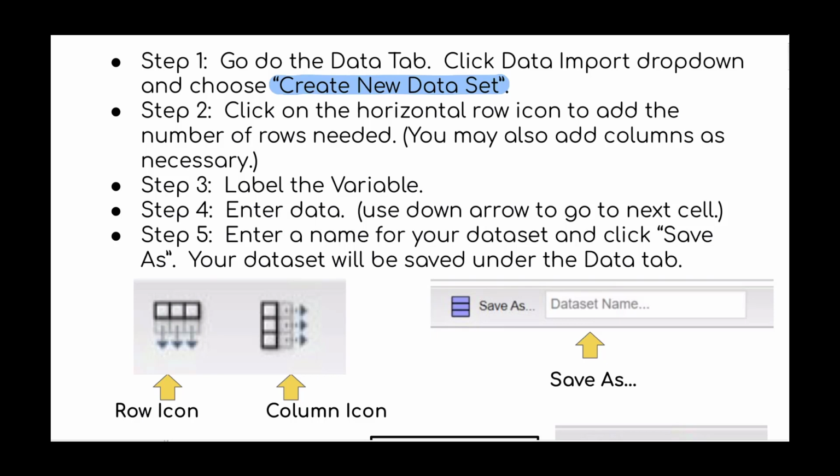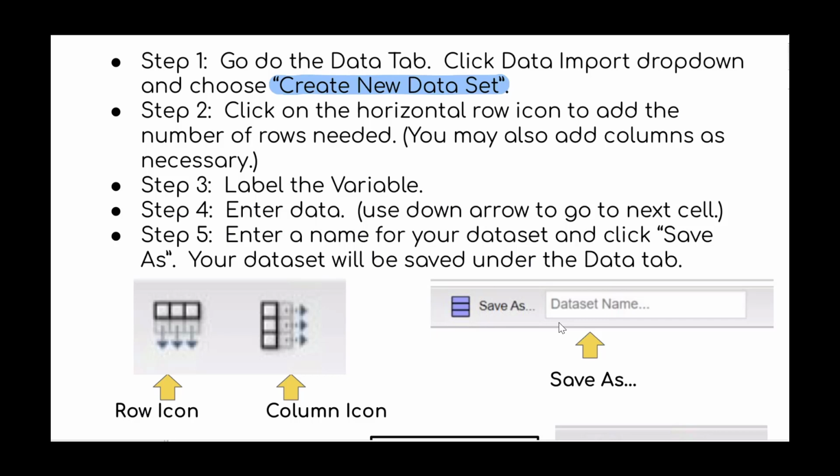And then there's a variable at the top of the row. You want to name it. That's helpful. And then you would enter your data. Now, instead of using the enter button, you use the down arrow to get from one cell to the other. And then when you're finished, on the top right, you'll see the Save As button. You want to give your data set a name and you want to save it. And so once you save it, it will show up under the Data tab, which is nice.